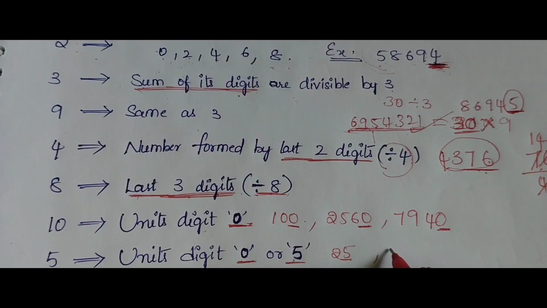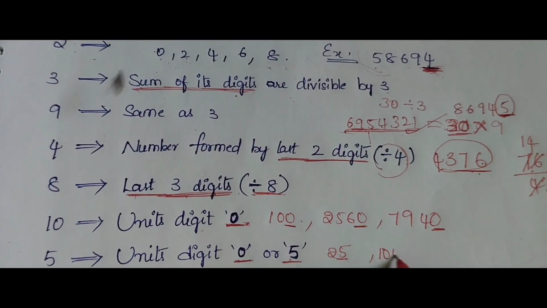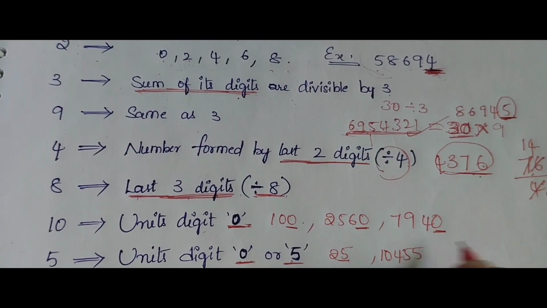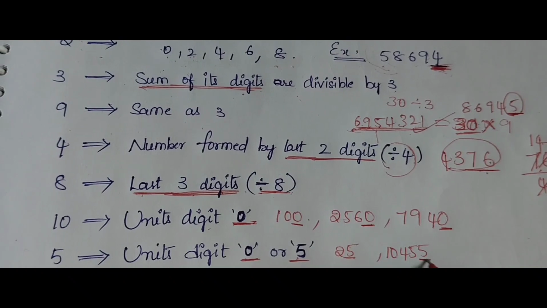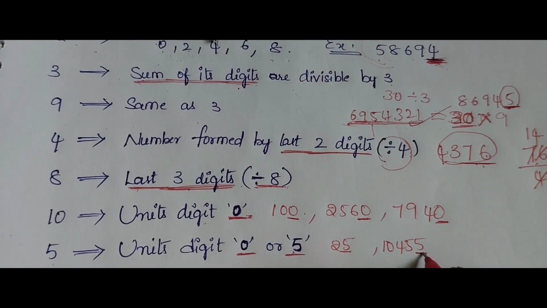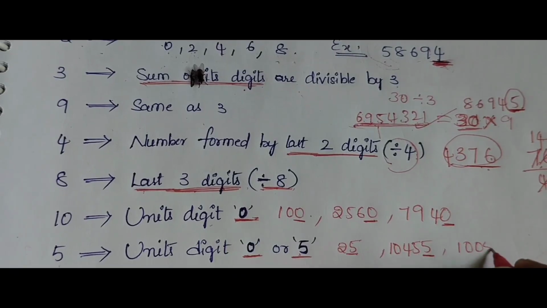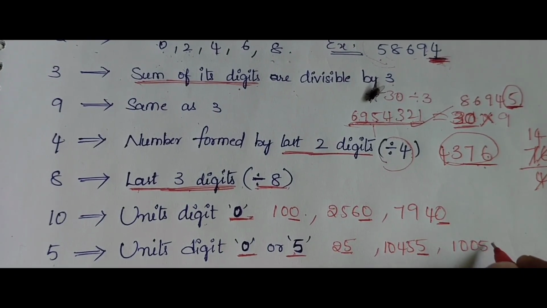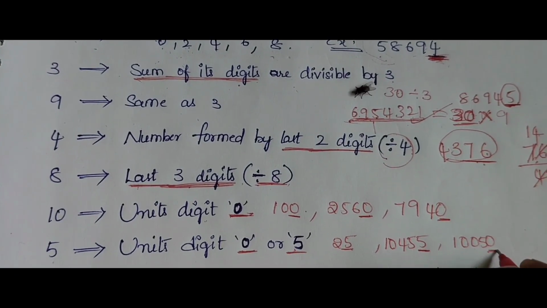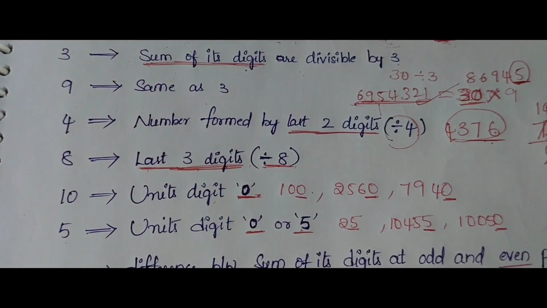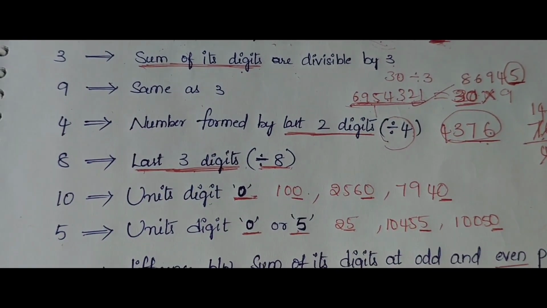And if we take 10,455, it also has the units digit 5, so it is also divisible by 5. If we take 10,050, here the units digit is 0, so it is also divisible by 5.